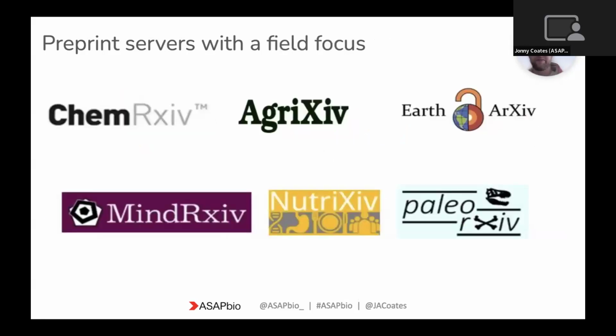Some preprint servers have a field focus. Yeah, I've got paleoarchive in there. So you have chemistry, you have agriculture, you have earth, psychology, nutrition science, paleoarchaeology type servers. And these are things maybe you want to post something that is very field specific. Other preprint servers, as I said, have a very general focus, and these are things like bioarchive or Research Square or SSRN, and they're much more broad.